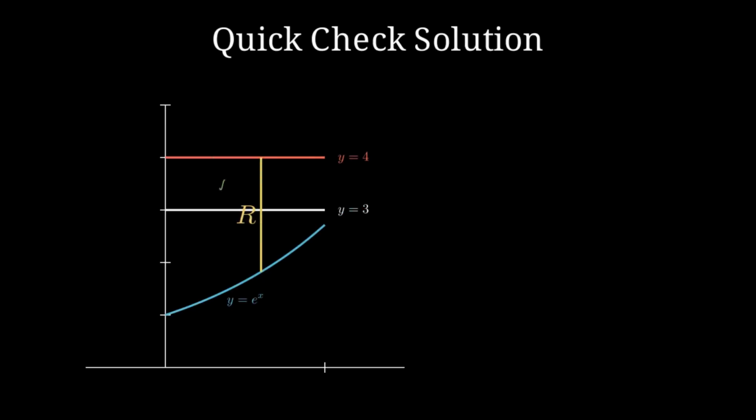The correct outer radius is 4 minus e to the x, because that curve is the greatest distance from our rotation line. The inner radius is the constant distance of 1, which is 4 minus 3. Using these in our washer formula would give us the correct volume.